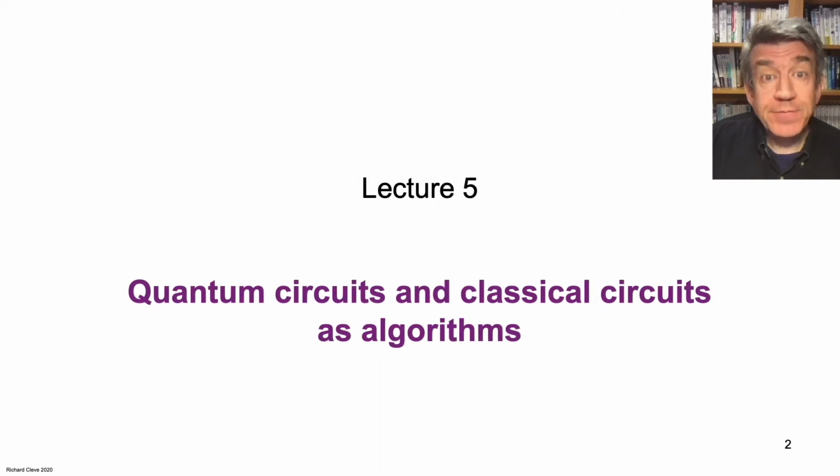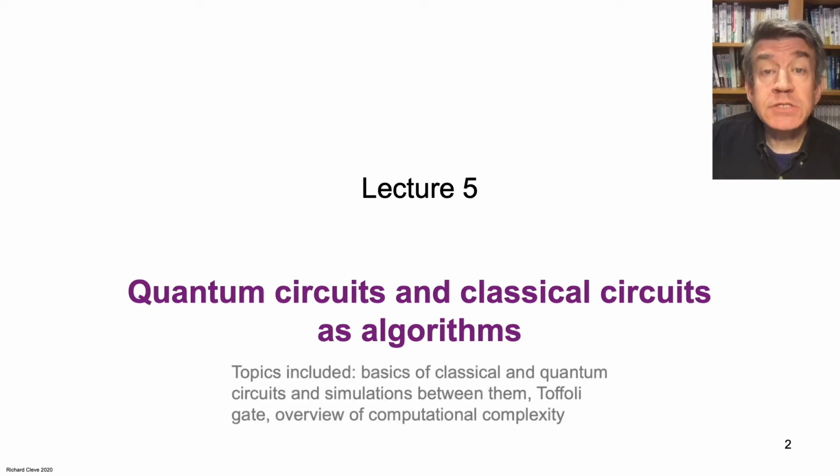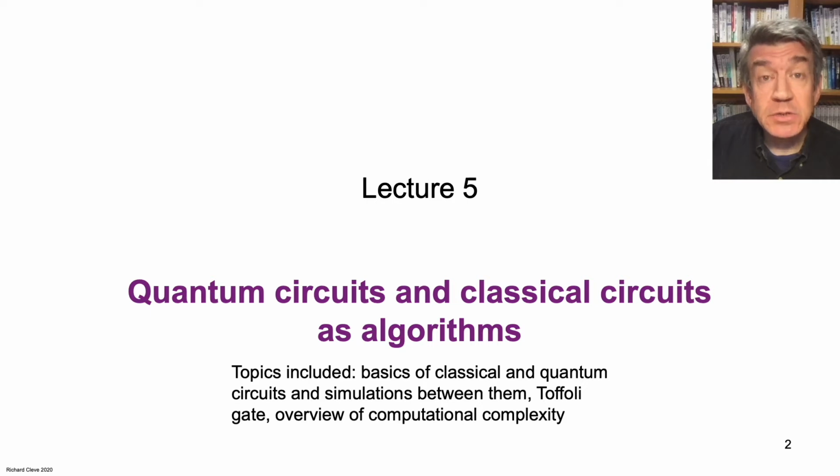This is lecture 5, the first lecture in part 2 of the course. In this lecture, we're going to see a basic picture of classical and quantum algorithms as circuits. We'll consider simulations between classical and quantum circuits, and we'll see the Toffoli gate. We'll also have a quick look at some of the basic computational complexity classes associated with classical and quantum algorithms.